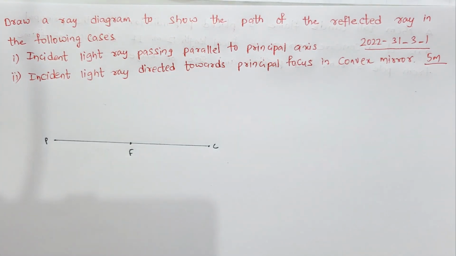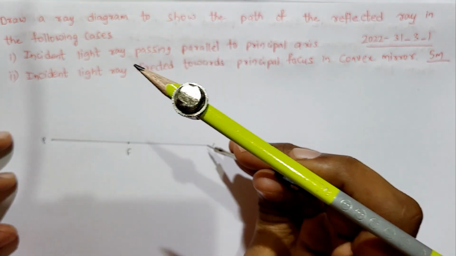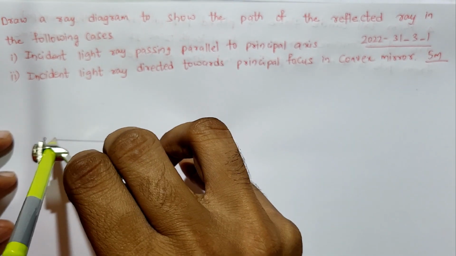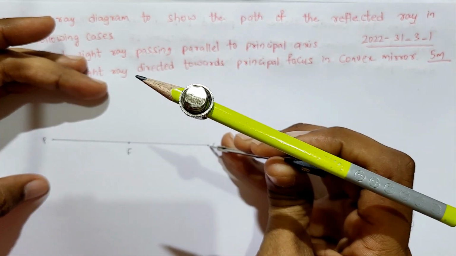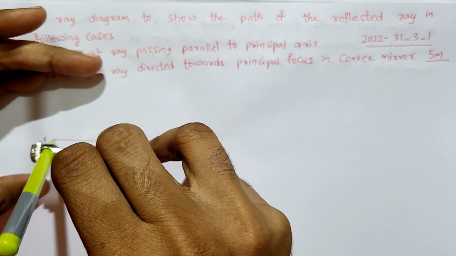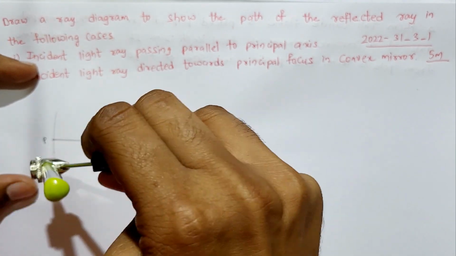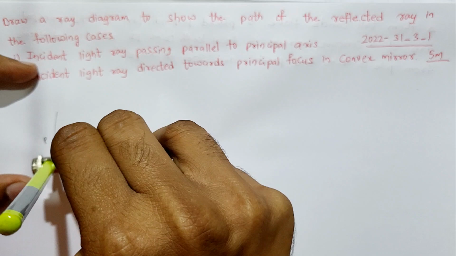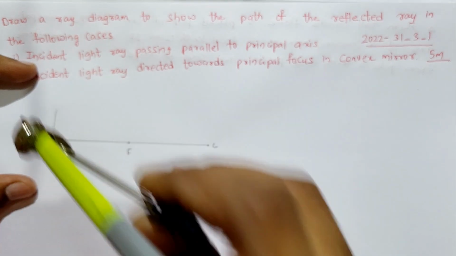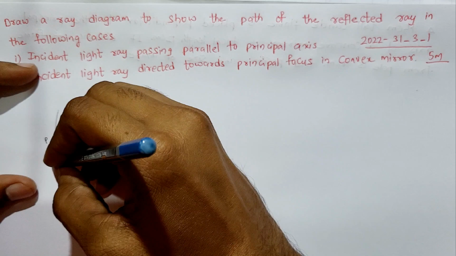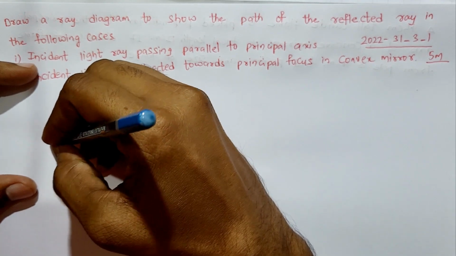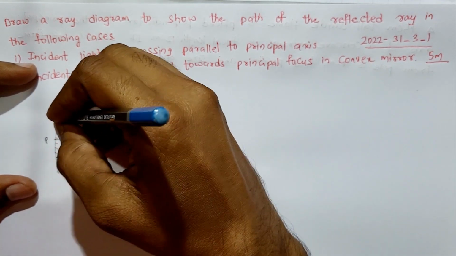So take compass and taking the center of curvature as center, making the 10 centimeters as radius, draw a curvature like this. Okay. After drawing the curvature, you have to mention these small lines which will represent this as a mirror. So now our convex mirror we got.